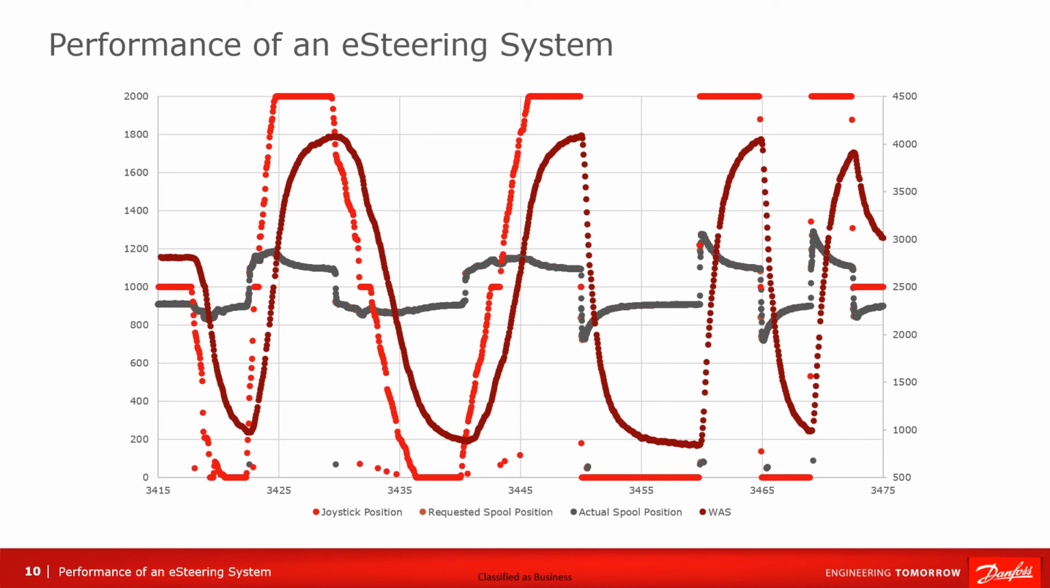Some possible causes of large amounts of delay between the joystick, spool, and WAS are poor gain tuning, bad calibrations, or too slow transmission rates. Refer to the advanced troubleshooting video for more information.